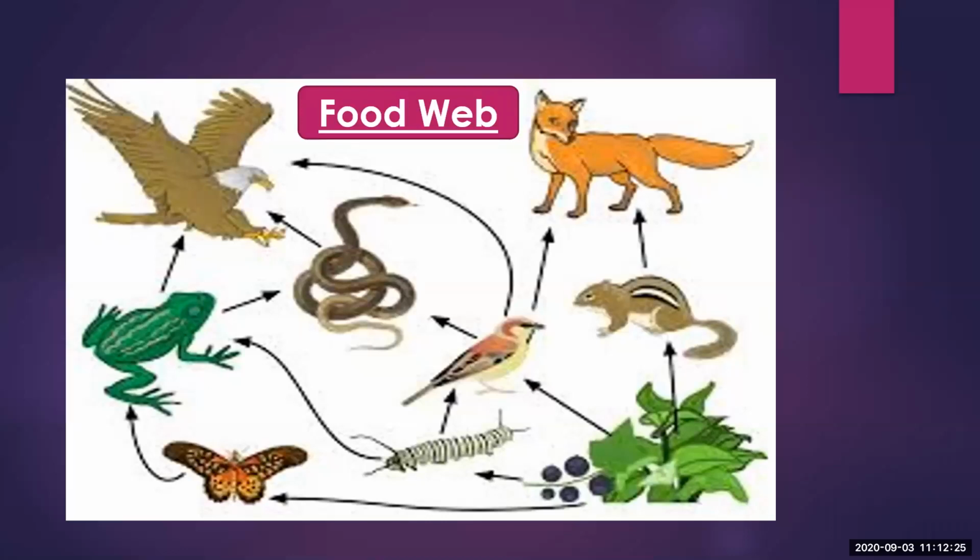So what is a food web? There are a number of food chains interconnected with each other. It will form a web. Like one organism can depend on many other organisms for its food.